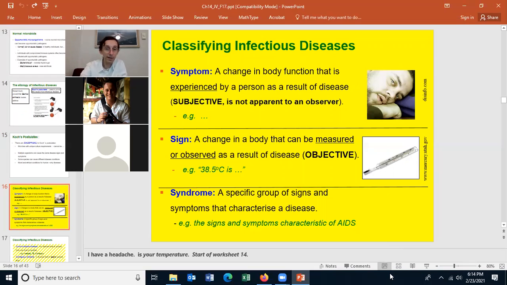A syndrome is a specific group of signs and symptoms that characterize a disease. Like the signs and symptoms characteristic of AIDS are the AIDS syndrome.